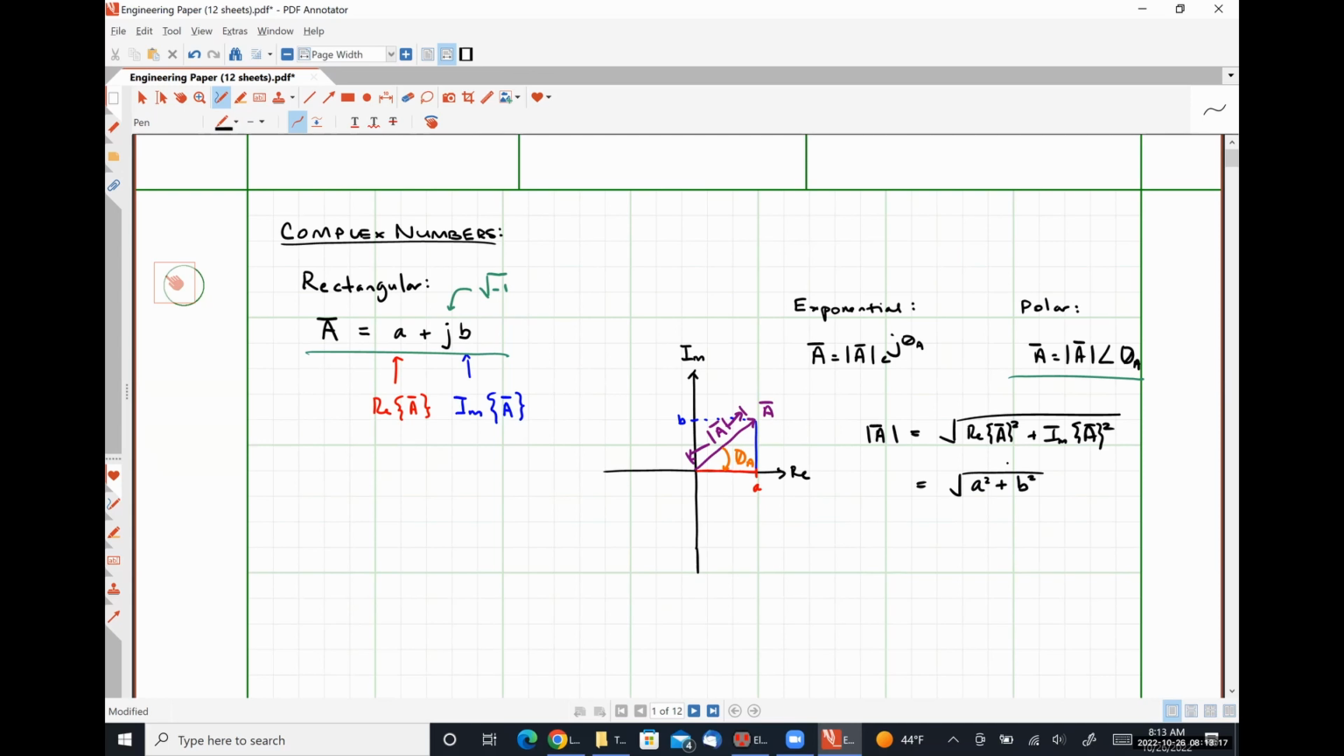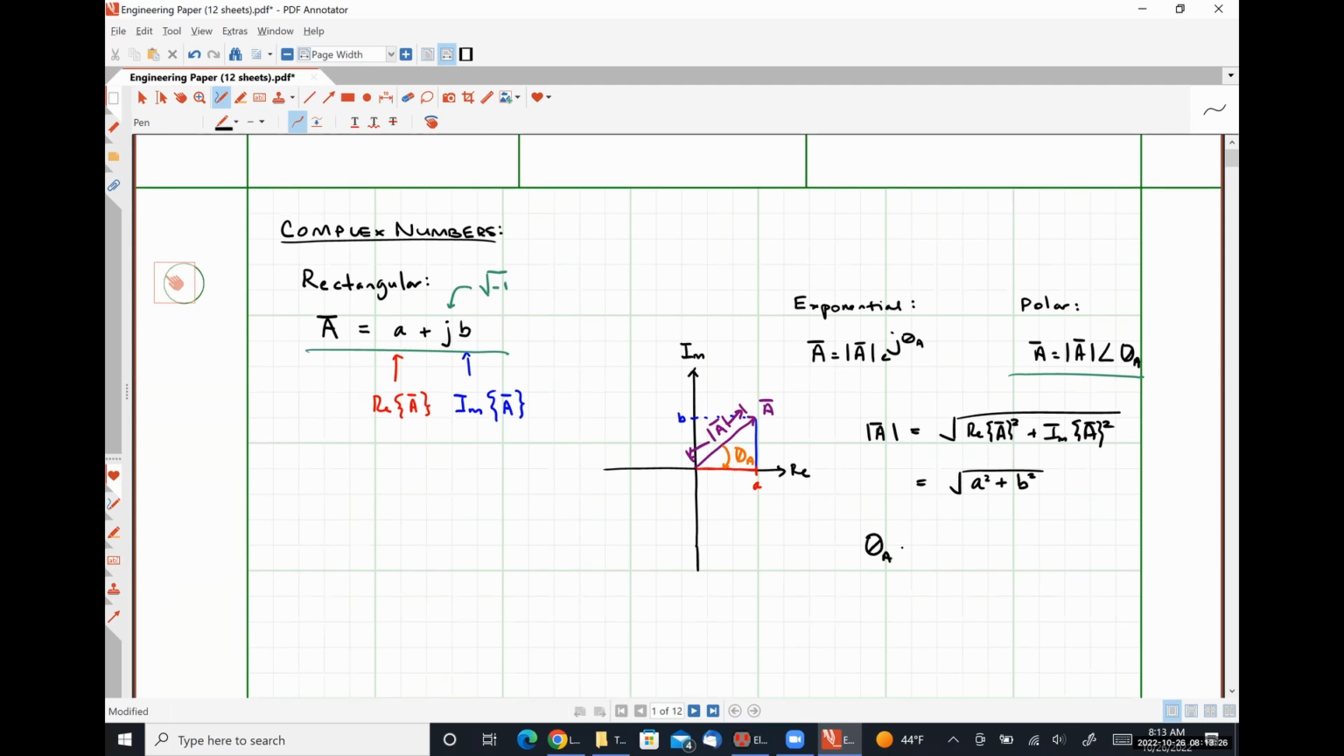What about our phase, excuse me, I don't want to call it a phase angle yet. Our angle theta A. Lots of different trig identities that we could use here. The one that I prefer is the arc tangent of the imaginary part over the real part.